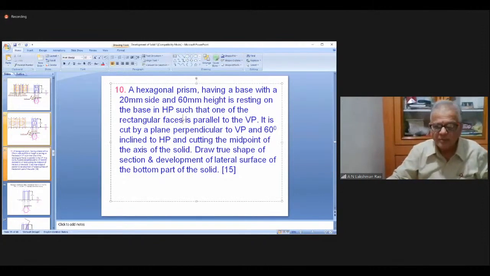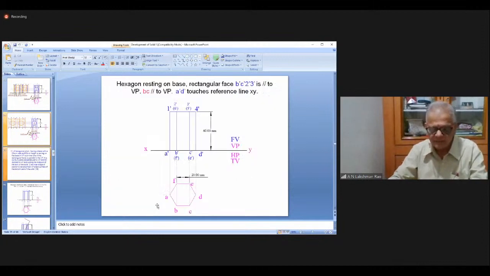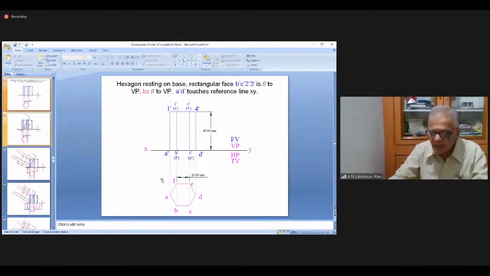Okay. Now, a hexagonal prism resting on its base on HP such that one of the rectangular faces is parallel to VP. It is cut by a plane perpendicular to VP at 60 degrees. First, draw a hexagon. One side, EF or BC, is parallel to VP.